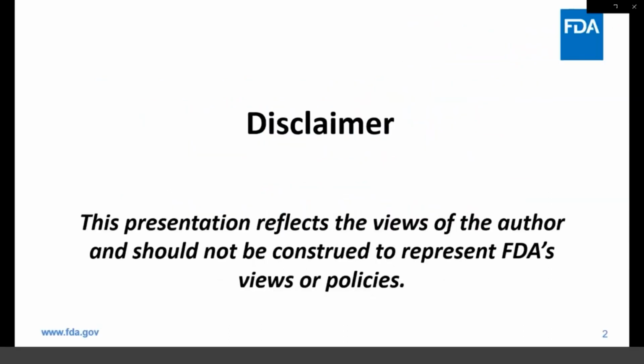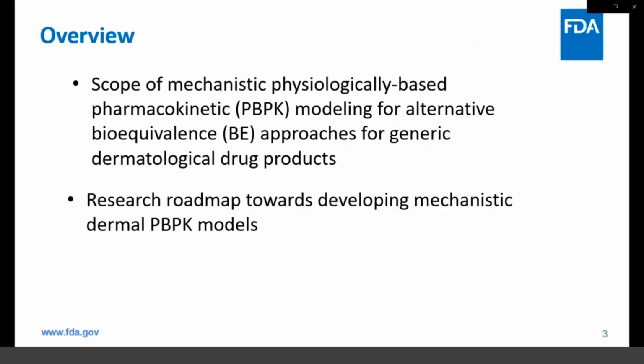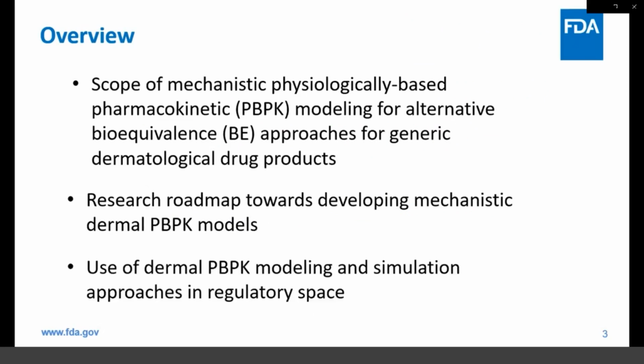Disclaimer of my talk today. In my talk today, I will be covering the opportunities of mechanistic physiologically based pharmacokinetic modeling or PBPK modeling for alternative bioequivalence approaches for generic dermatological drug products, our research roadmap towards developing mechanistic dermal PBPK models, and then I will be discussing the use of dermal PBPK modeling and simulation approaches in regulatory space.